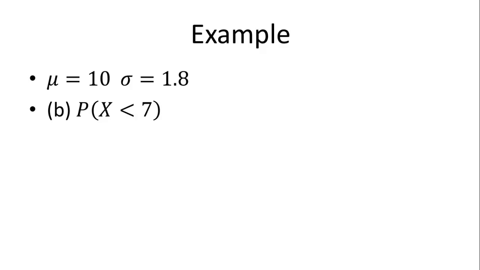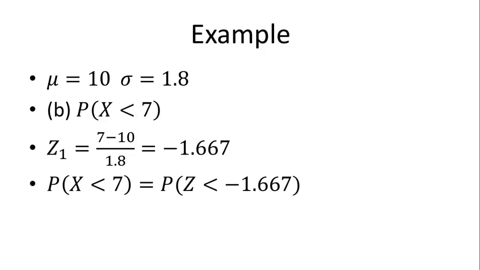What about having fuel consumption less than 7 liters per 100 Ks? Well, that's just 7 minus 10 over 1.8 gives us negative 1.667. So the probability of having fuel consumption under 7 liters per 100 Ks is the same as z-score less than negative 1.667. And that's it for this video.